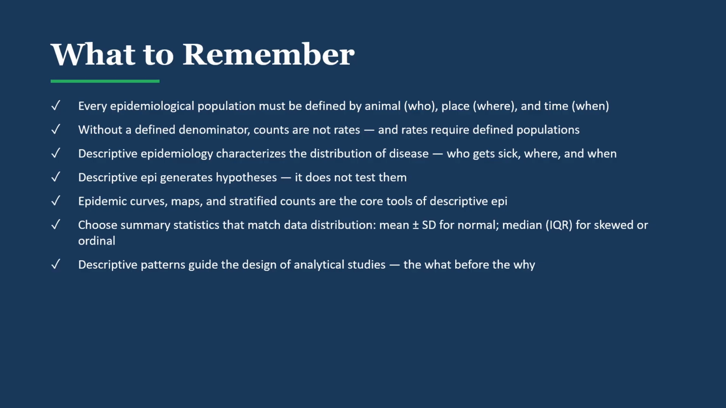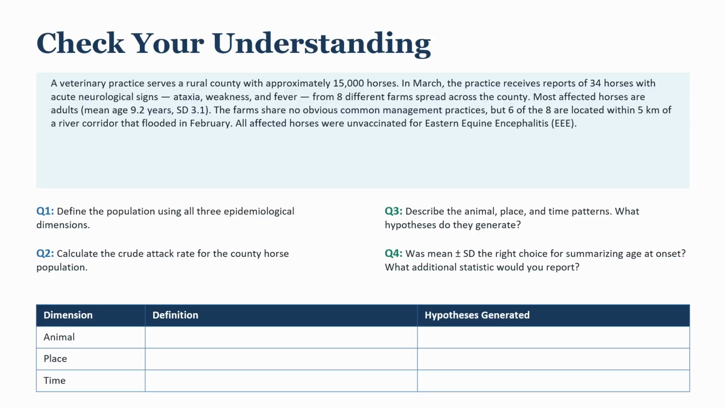In the next talk, we move into the biology of how disease spreads: natural history, the epidemiological triad, chain of infection, and modes of transmission, the conceptual foundation for understanding why diseases spread the way they do in populations. Pause the video and try your hand at answering the questions in this scenario. Then we'll work through the answers together.